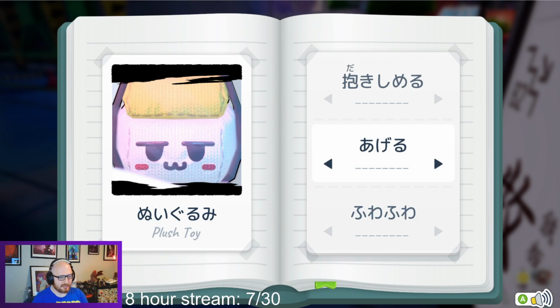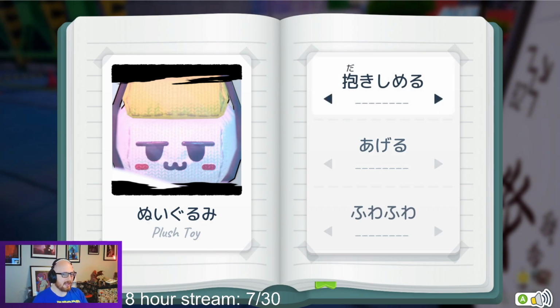And now up here we have ageru. Ageru is a verb. And then up here, dakishimeru. So both of these are verbs, both ending in ru, ageru, dakishimeru. Both of these are ichidan verbs. What that means is if we want to conjugate them into their polite form, we're going to drop that ru and add mas to them. So dakishimemas, and agemas.